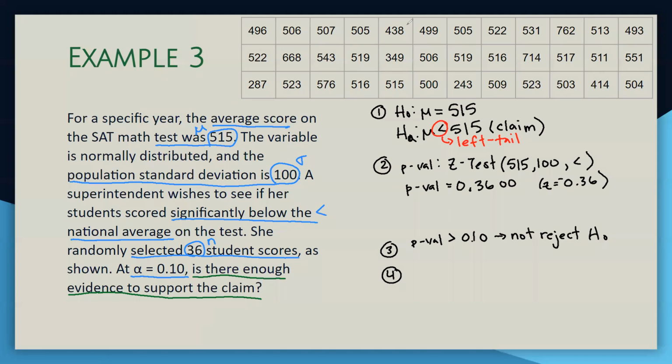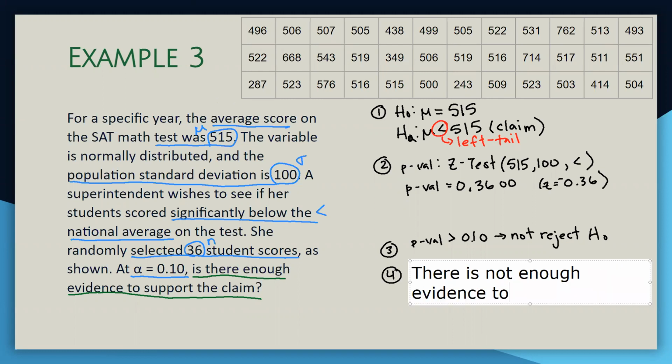And now we're going to type our answer, and it's going to look a little bit different because in this problem, we failed to reject. So when we fail to reject, we say there is not enough evidence. And in this case, our claim is the alternative. So there is not enough evidence to support the claim that, and then we summarize the claim. So in this case, there is not enough evidence to support the claim that the student scored significantly below the national average of 515.